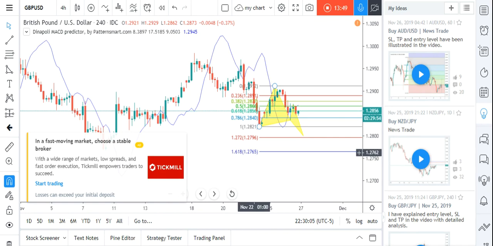This is the one reason. Another reason is the 1.618 of the butterfly, that is 2765, is coinciding with the low of the daily time frame. Daily time frame low was 2769, just a 4 pip difference.